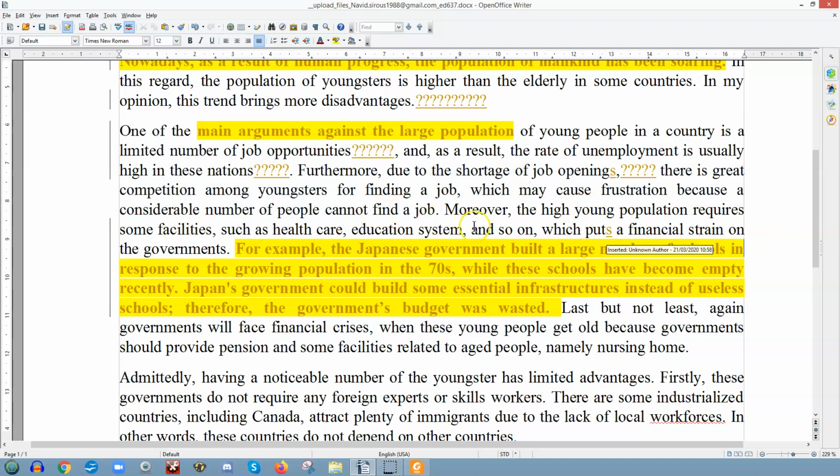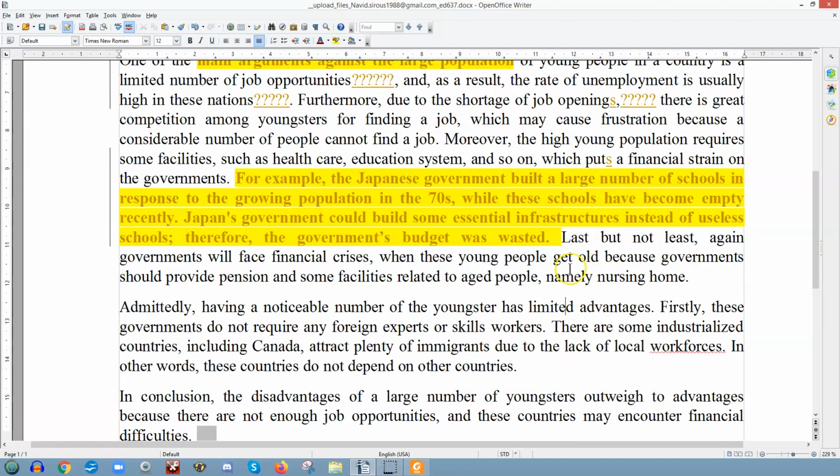"Healthcare, education, and so on." So, why did you mention health care when your example, which has nothing to do with anything, is about education? It's not about education, it's about building schools and infrastructure. I'm not really sure what that is supposed to prove.